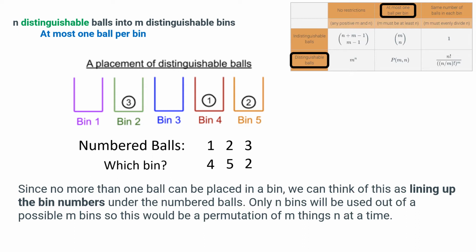So see, in this case here, we only needed to take 3 at a time because there were only 3 balls. So it was like taking the numbers 1 through 5 and choosing 3 of those to line up in a certain way. And that is a permutation of m things taken n at a time. With this picture, it's 5 things taken 3 at a time. So that's how we get that permutation, m things n at a time.